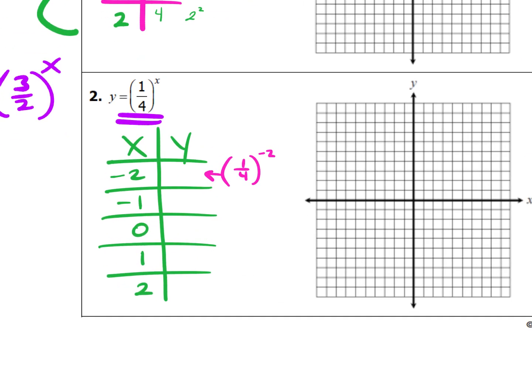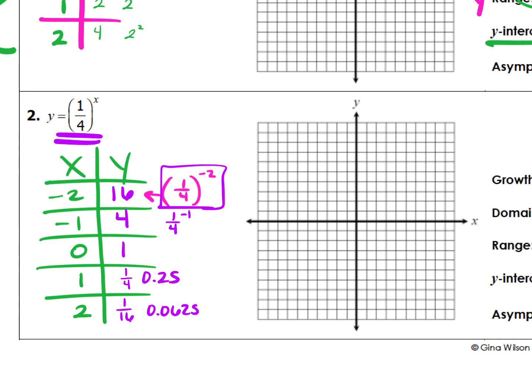Okay, so you plug this in, 1/4 to the negative second power, and you get what? 16. Then you plug in 1/4 to the negative first power, and you get what? 4. 1/4 to the 0 power? 1. 1/4 to the first power is 1/4 or 0.25 if you like the decimal. 1/4 to the second power? 0.0625, was it? Okay, so either one of those, the decimal or the fraction.